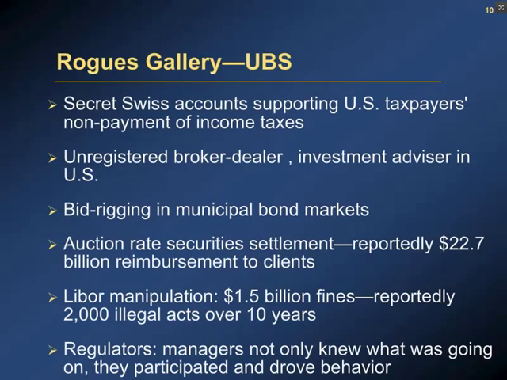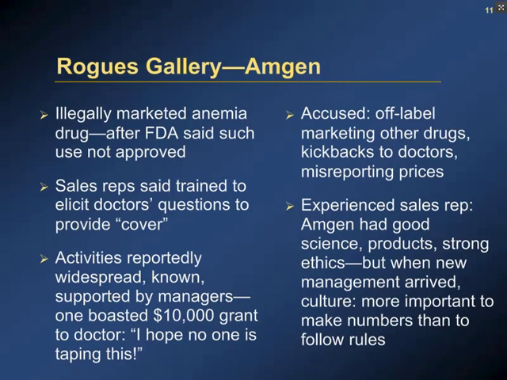A pharmaceutical, Amgen, they illegally marketed their anemia drug, and that was even after the FDA made it clear to them that that drug was not approved for such usage. The activities reportedly were widespread, known by the managers, and indeed in one training program, a manager boasted about a $10,000 grant to one doctor and said, "I hope no one is taping this." Well, indeed, that information was captured.